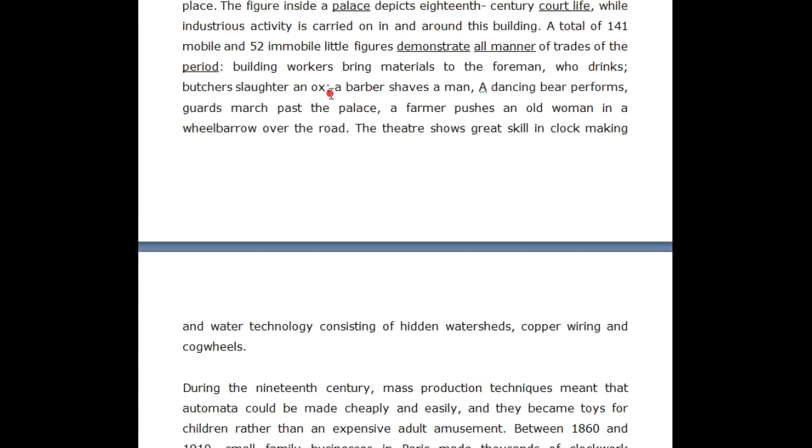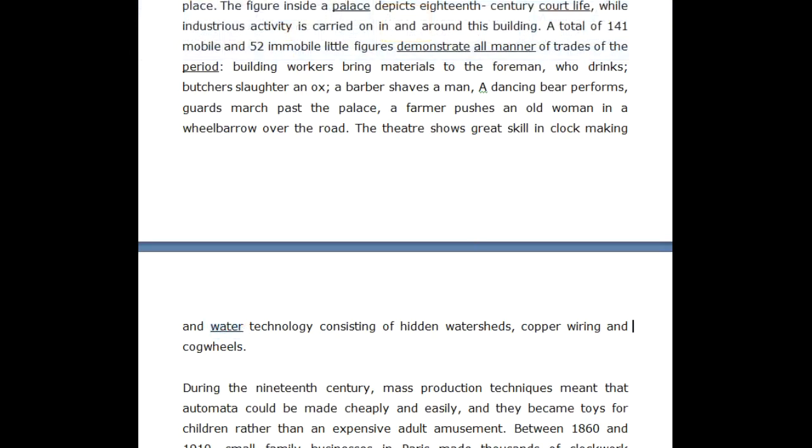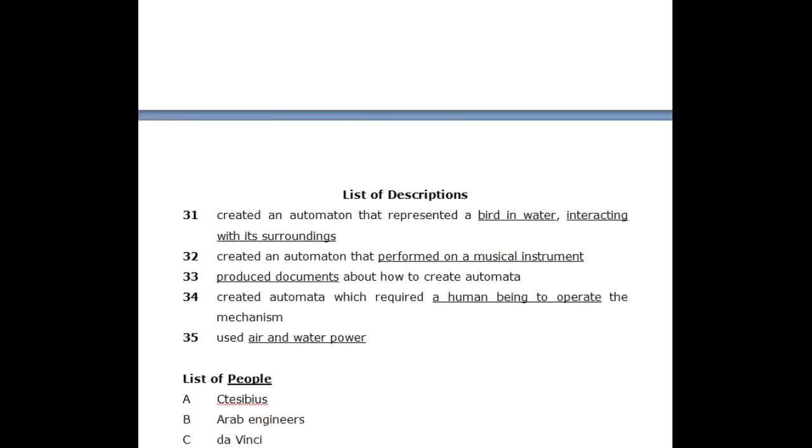So here is our last answer. We will start reading from here. The theatre shows great skills in clock making and water technology. It consists of hidden water sets, copper wiring, and so on. It's a bit difficult, right? But still, I think they're talking about water technology. So this water technology means they're using water as the source of the power. So water is the answer in this particular question. Let's move to the next question.